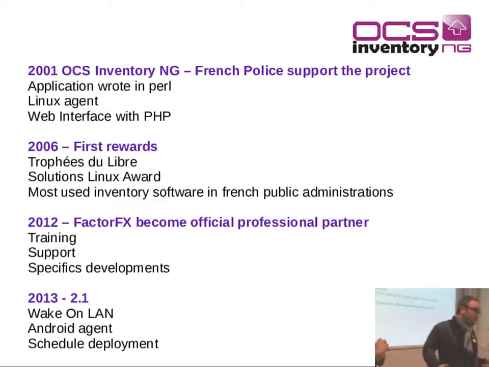So in 2001, there was no open source solution to inventory, and there was not really a good solution to deploy either. So they decided to build it themselves, to write it. They supported the development of OCS Inventory. They took some guys from the IT, made a team, and started writing it. It was written in Perl. There was only a Linux agent at this moment, and the web interface, which is still the same, was done in PHP.